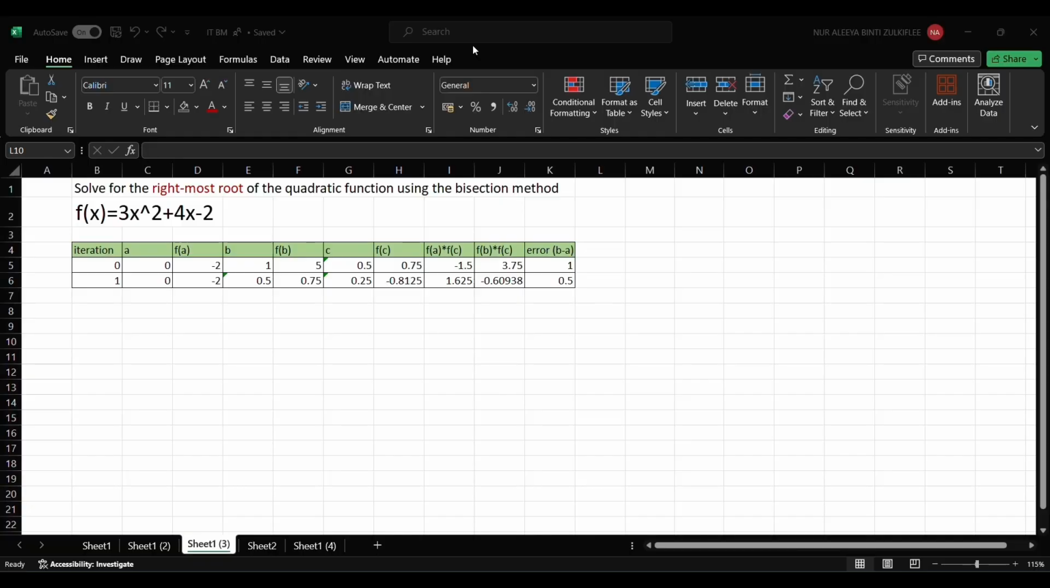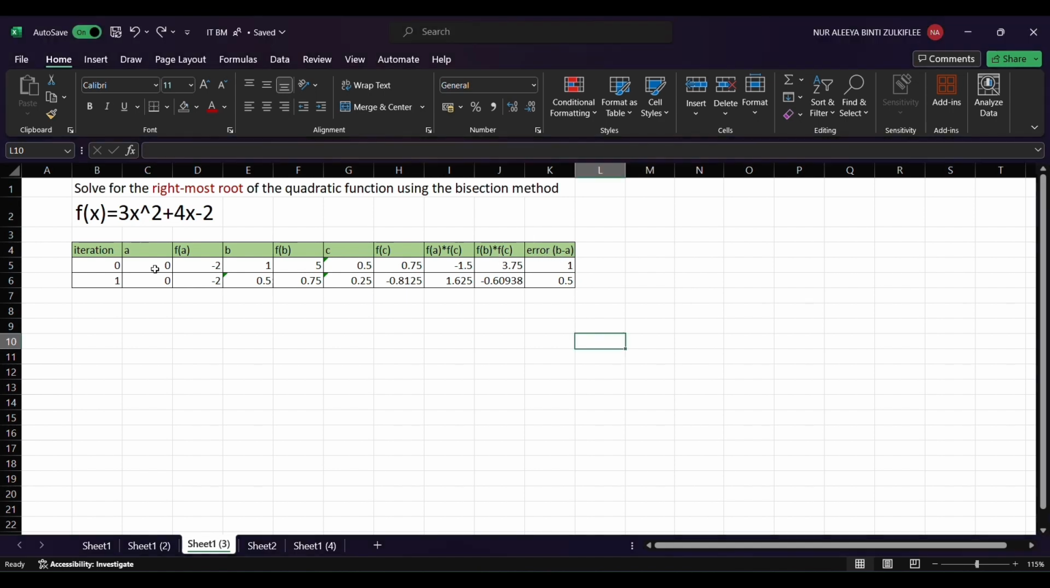Okay, so now we want to solve for the rightmost root of the quadratic function using the bisection method. Our quadratic function given is 3x squared plus 4x minus 2. Now we have to make a table where we have iteration, value of a, which is the lower boundary, fa, b, which is the upper boundary, fb, c, which is the midpoint, fc, fa times fc, fb times fc, and then error, which is b minus a. So our range is 0 to 1.